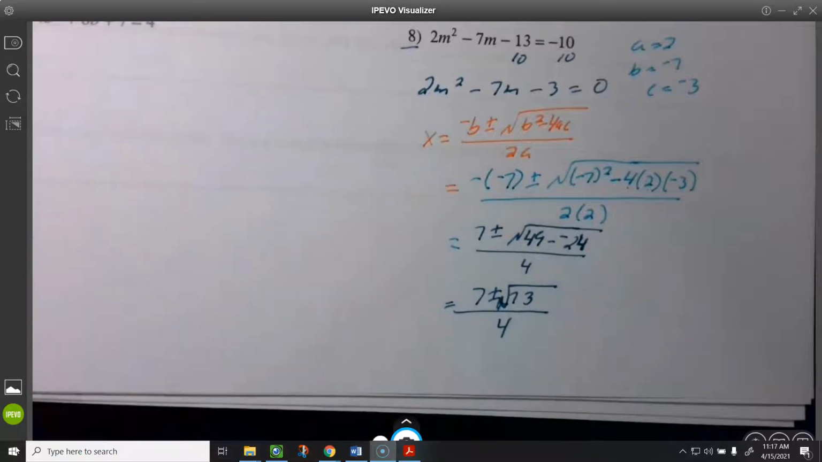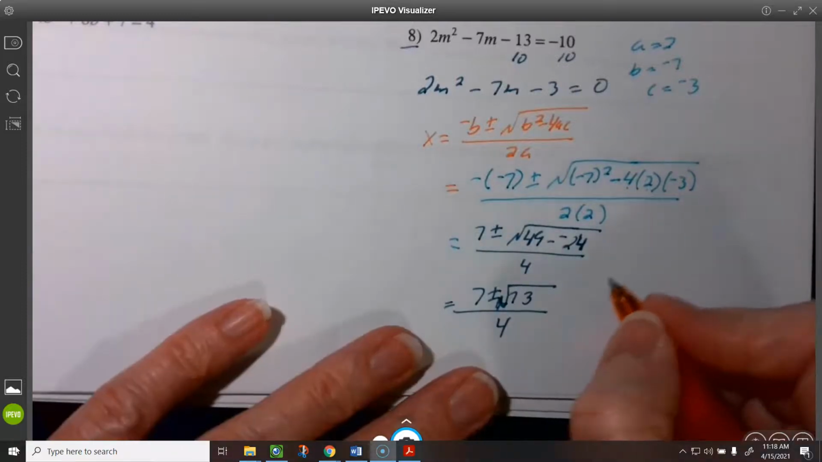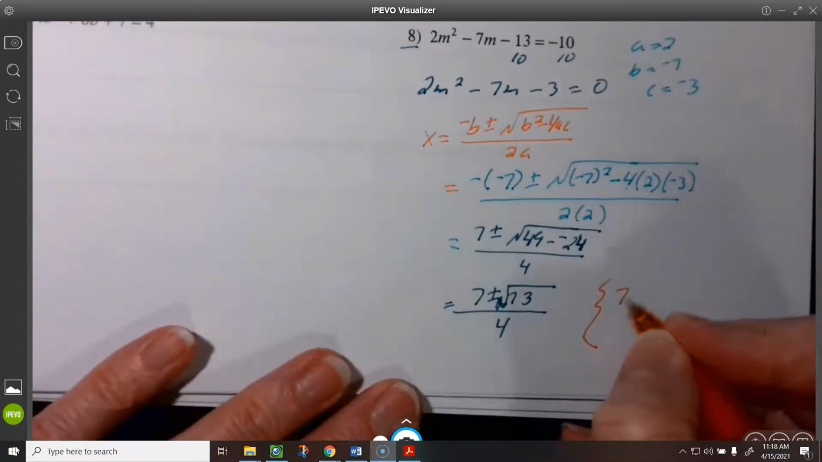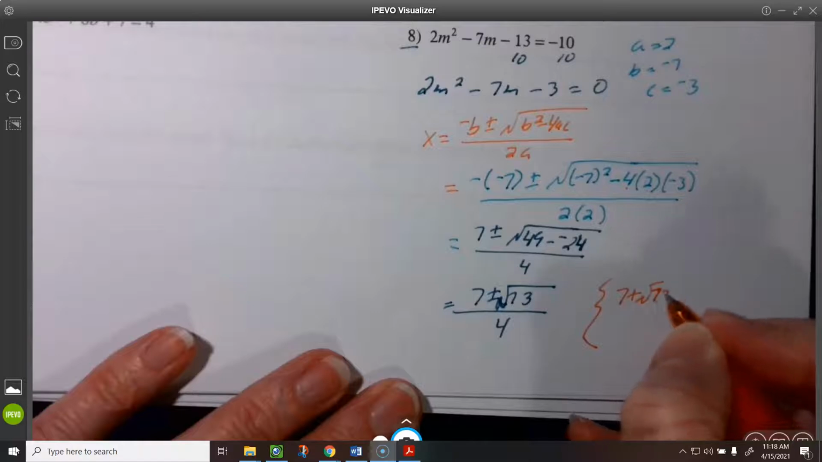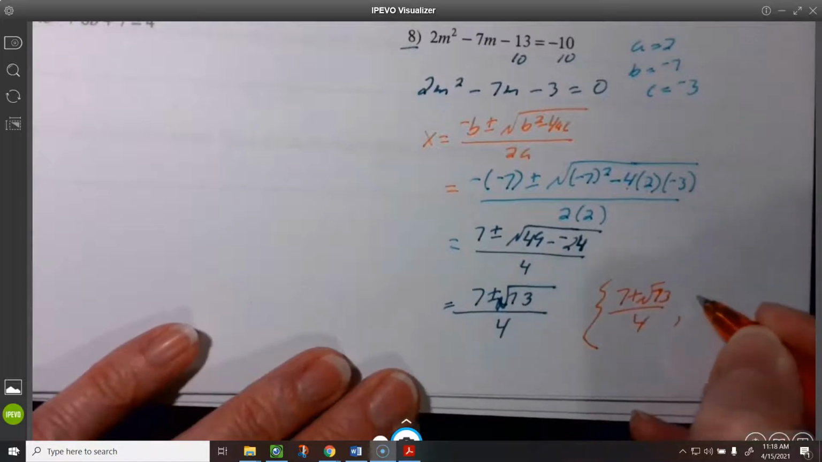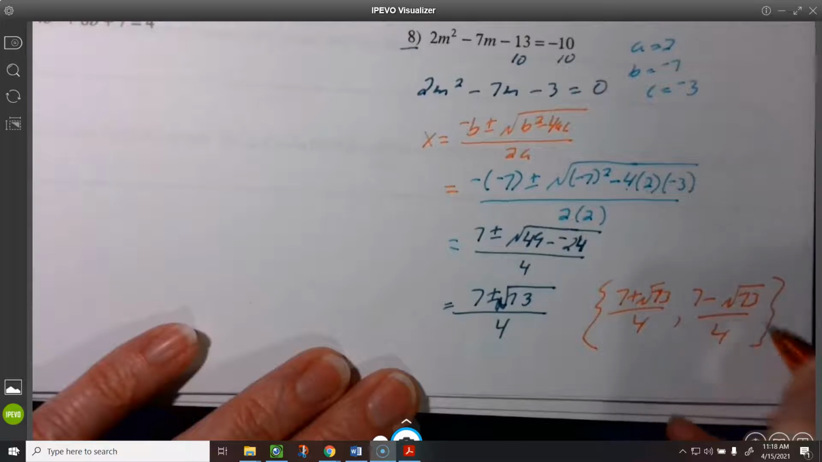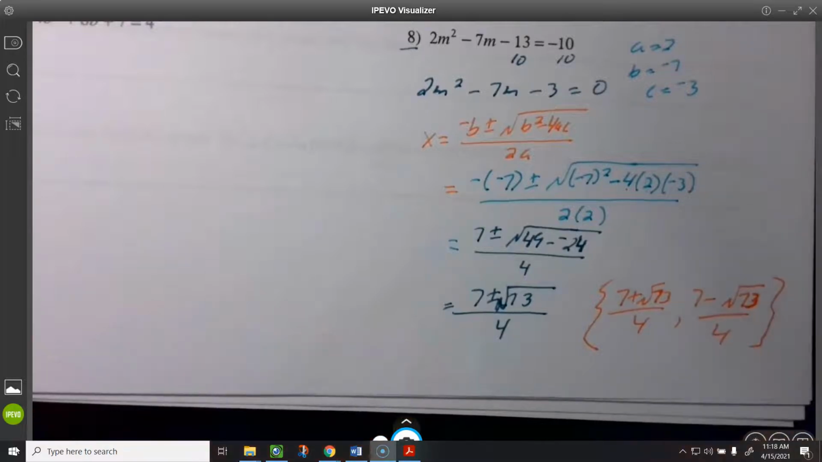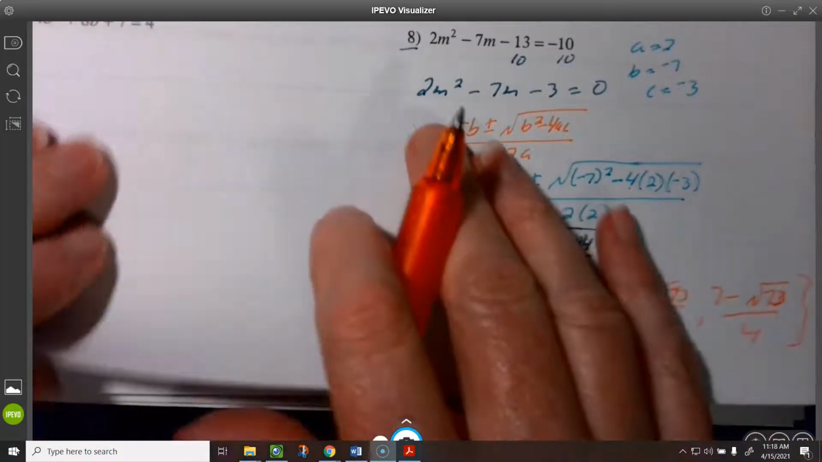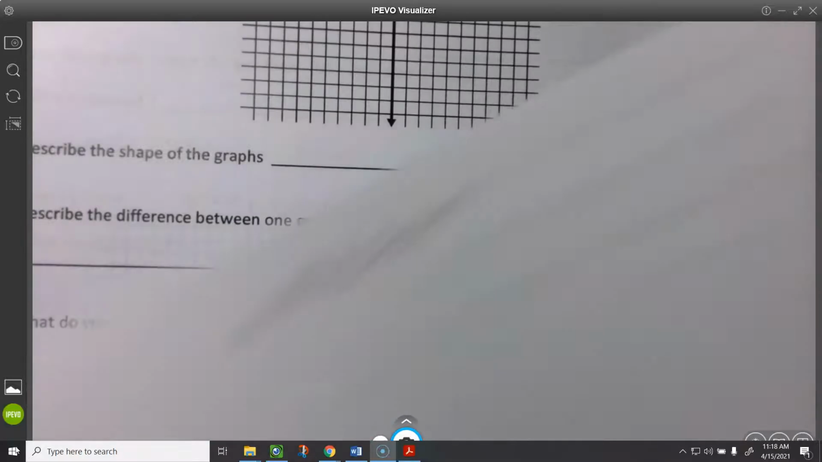Now, some books will be very picky, and you need to write it out as 7 plus square root 73 over 4 and 7 minus square root 73 over 4. And it's good to kind of see that so you remember that's two different answers. Okay, that's two answers on that one. Good. Let's go to the back.